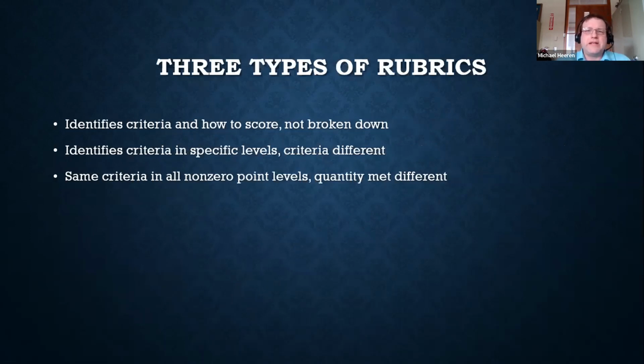All righty. Now, today I just want to look at and think about just 3 types of rubrics. One of them identifies the criteria and how to score. It's not broken down. Another one is identifying criteria at a specific level, and the criteria are different. And we have the same criteria in all non-zero point levels, and a different quantity is met in each of those levels.